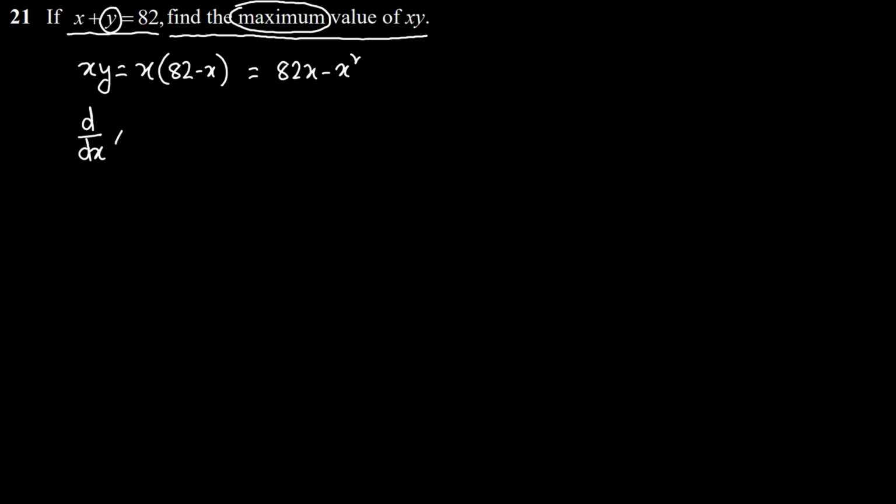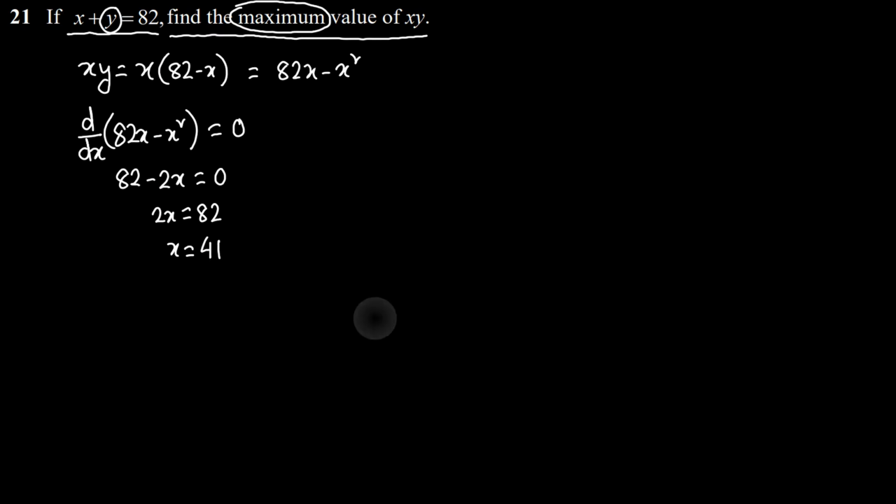d by dx of 82x minus x squared. Let's differentiate it and set it equal to 0. If we differentiate, we get 82 minus 2x equals 0. So 2x equals 82, and you can write x equals 41. So now this x equals 41 stands for the maximum value of xy.